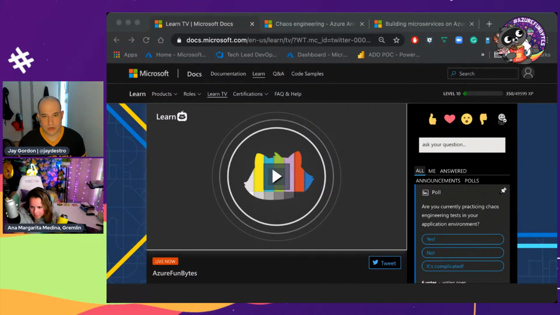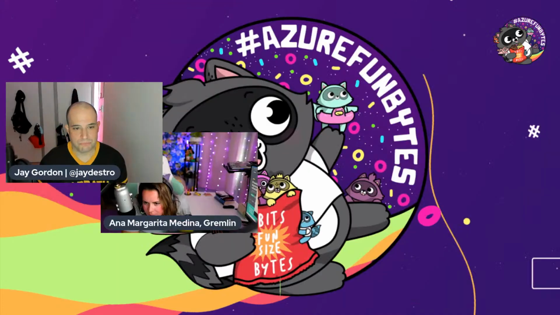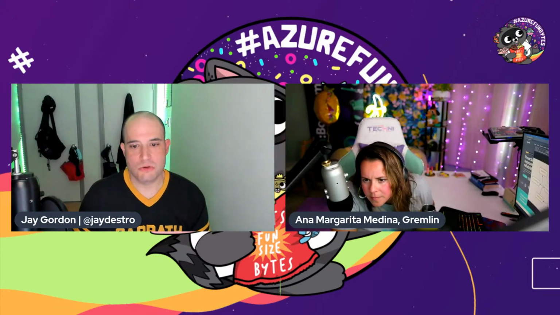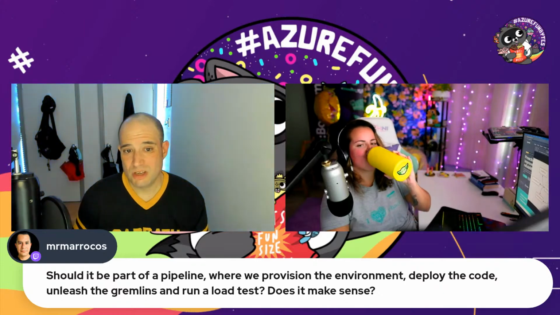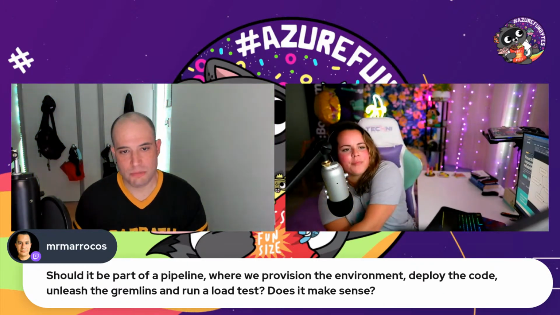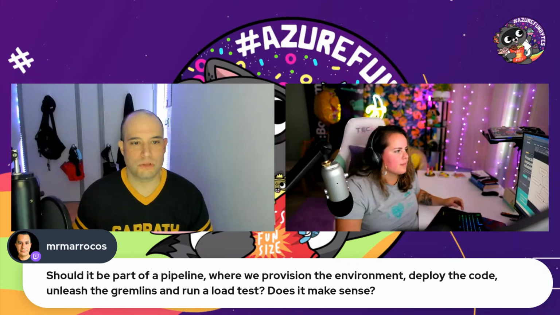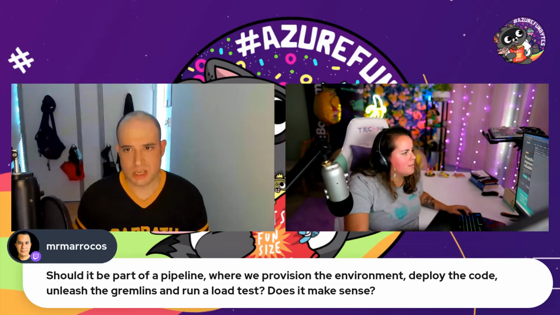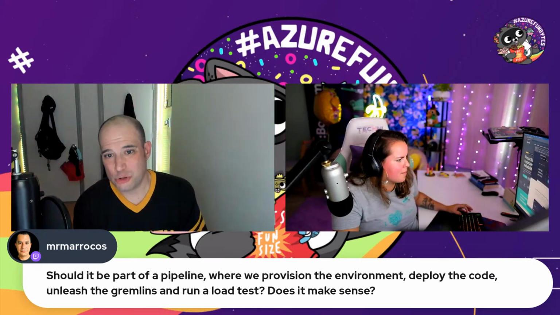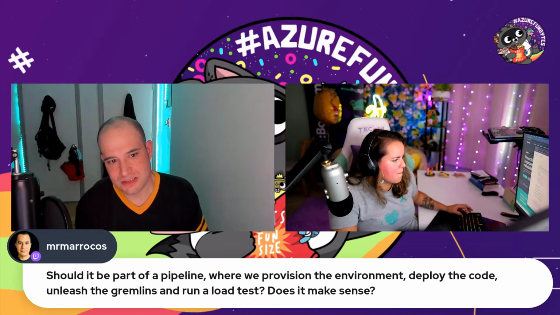We do have a really cool question, and I wanted to bring it up because I think you might find this something you can answer pretty easily: should it be part of a pipeline, where we provision the environment, deploy the code, unleash gremlins, and run a load test? Does that make sense? So I guess the question is, can we make this part of our release pipeline? Should we do that, or should we make this a separate process?